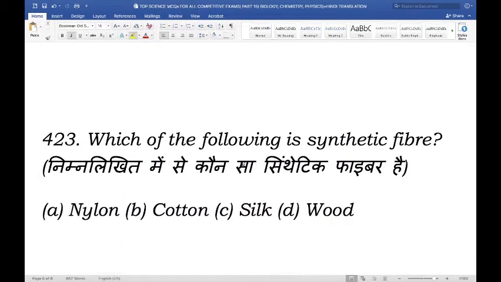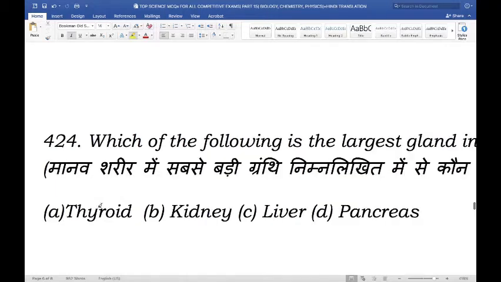Next, which of the following is synthetic fiber? Is it nylon, cotton, silk, or wood? And synthetic fibers refers to man-made fibers, and most of them are prepared from raw materials such as petroleum and are called petrochemicals. So out of these options, nylon is the correct option. Nylon was the first commercially successful synthetic thermoplastic polymer.